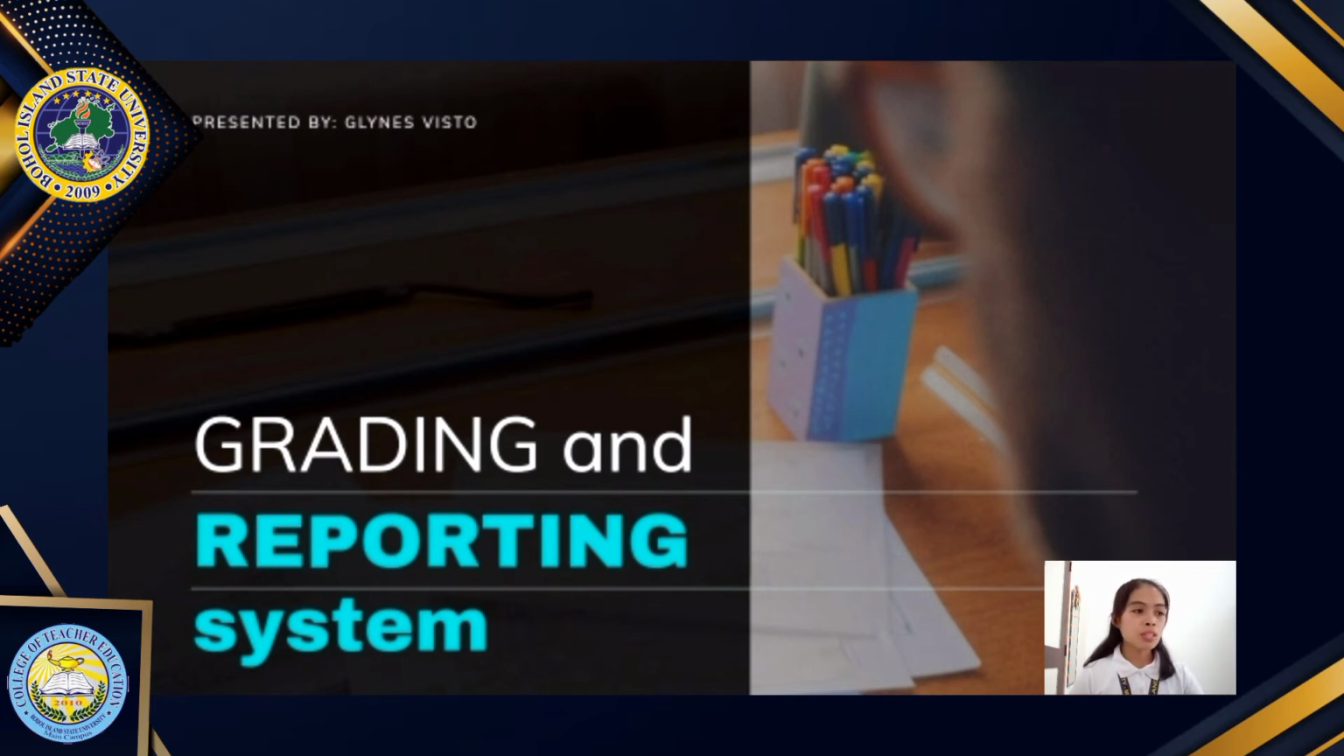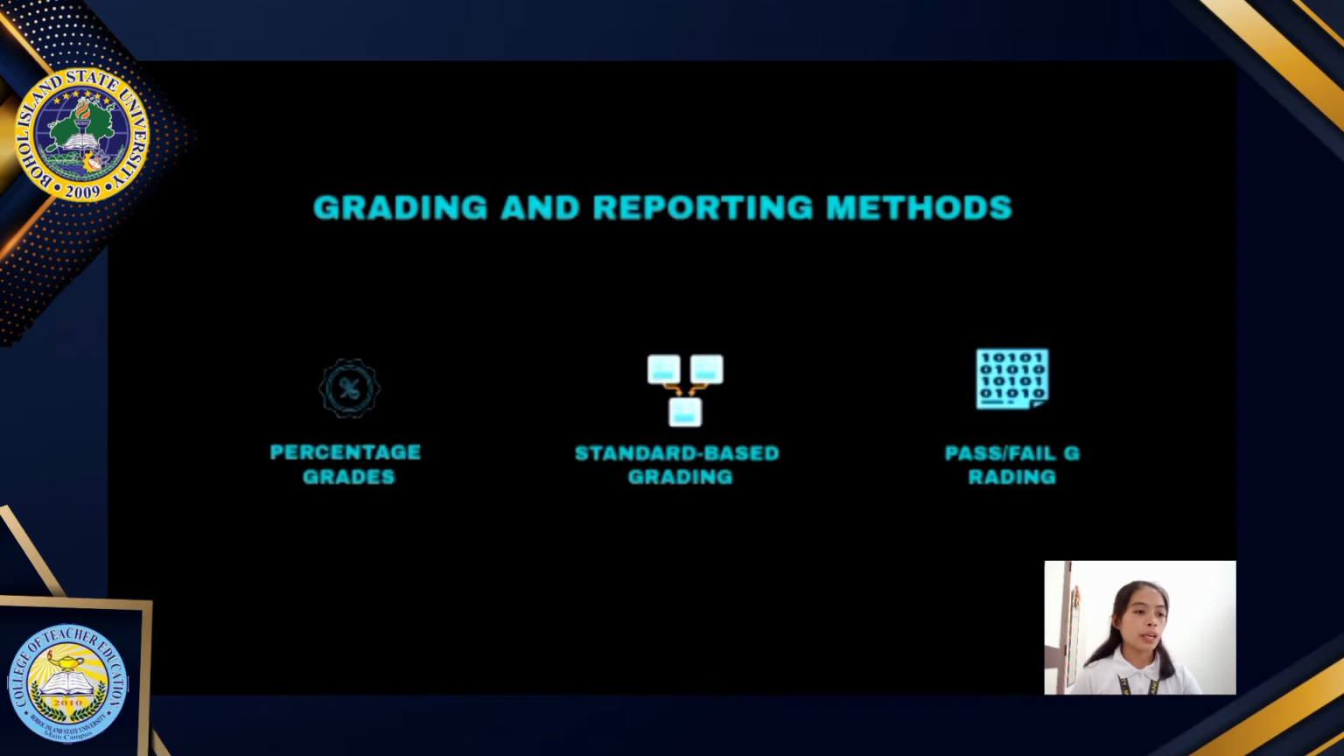So, the 3rd system talks about building a grading and reporting system. The latter part of this system is the grading and reporting methods. Apparently, there are 4 grading and reporting methods: the letter grades, the percentage grades, the standards-based grading, and pass or fail grading. This first method has already been discussed by my group mates.